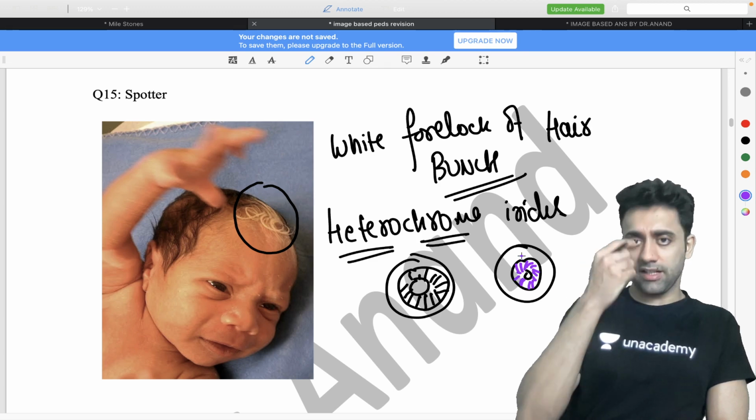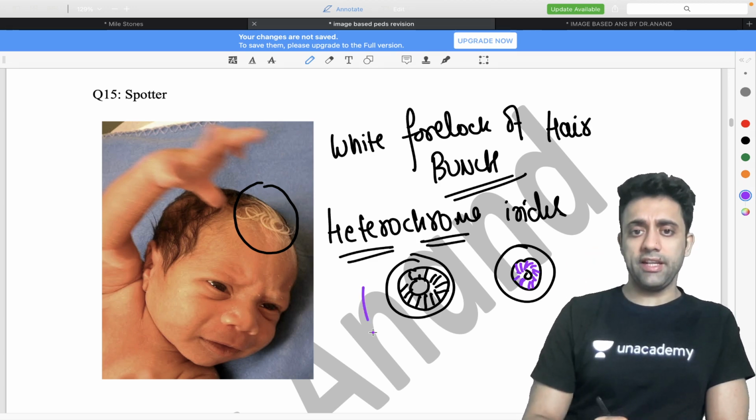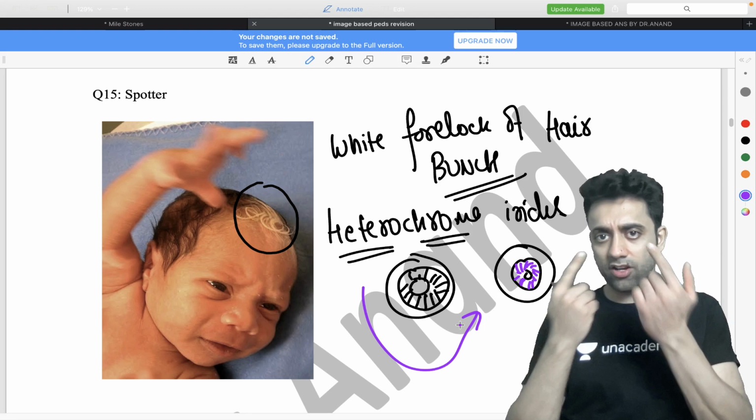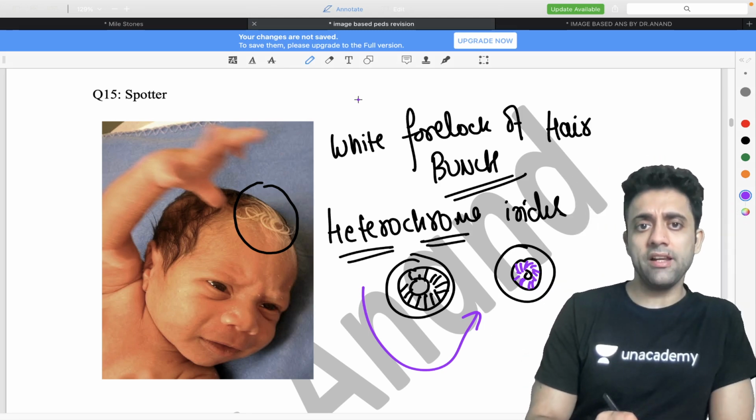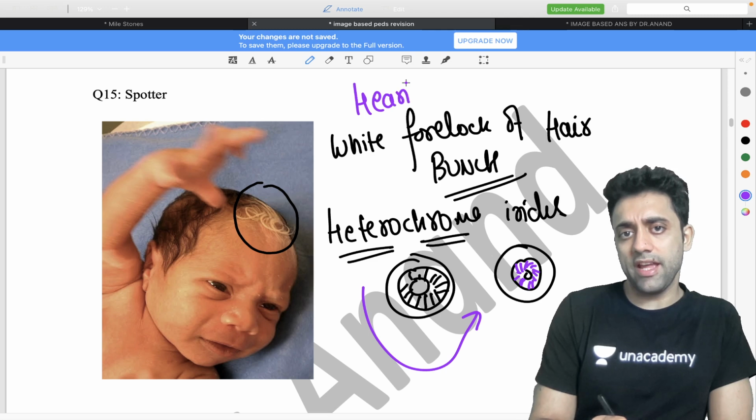So iris color, the color part of the iris. Change, heterochromia iridis, change in the color of the eyes, number one. Number two, white bunch of hairs. And hearing loss. They will have hearing loss.